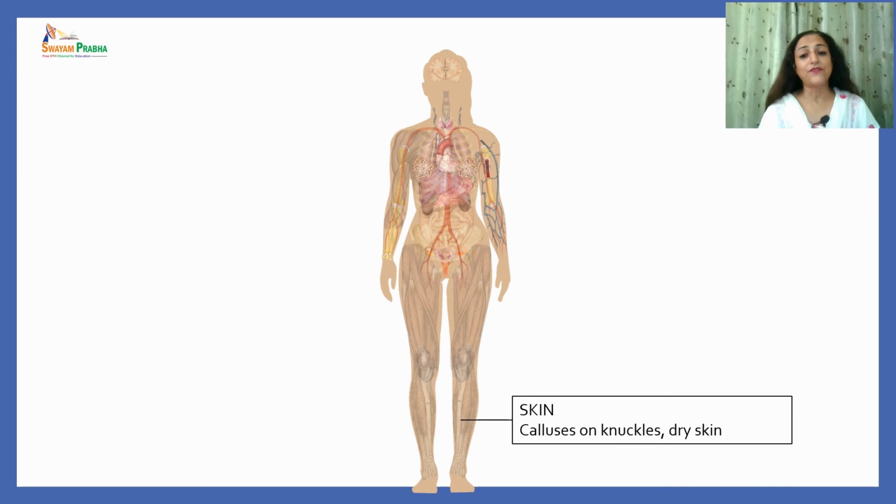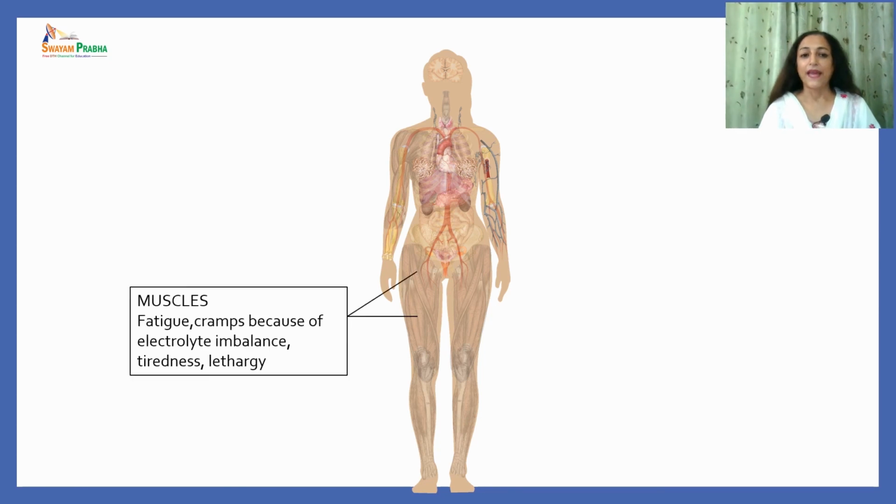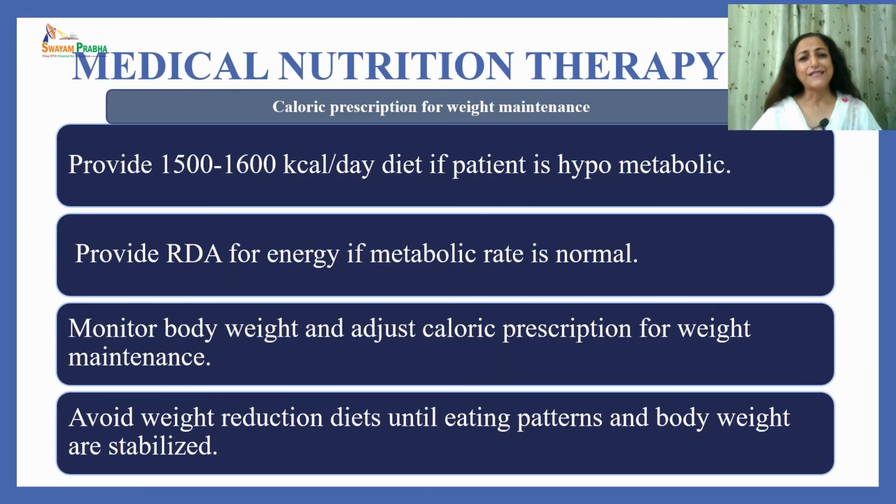And then the skin will show calluses on the knuckles because they are inducing vomiting many times. So that will lead to calluses, and the skin will be dry, listless. And the muscles will be fatigued, and there will be cramps because of electrolyte imbalance. The person will feel tired and lethargic all the time, and he would not like to do any kind of activity. So let's talk about the medical nutrition therapy during this condition.